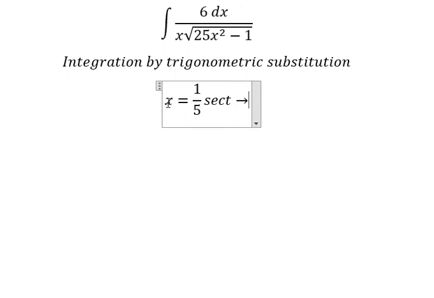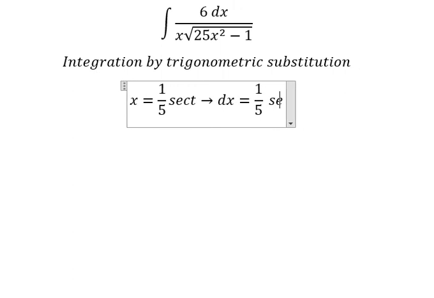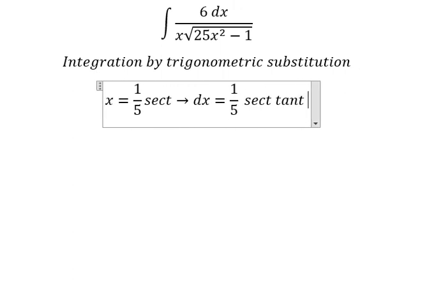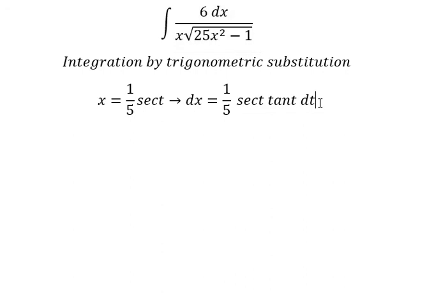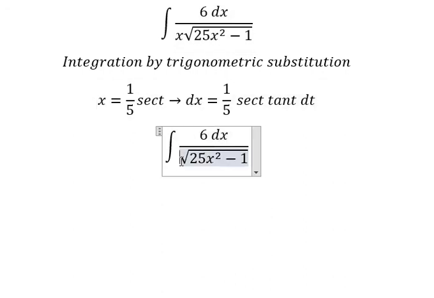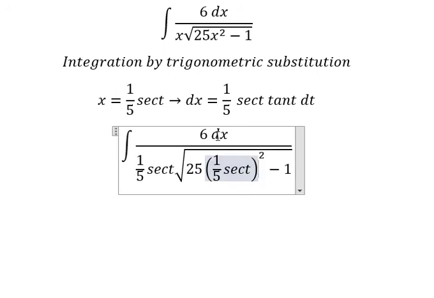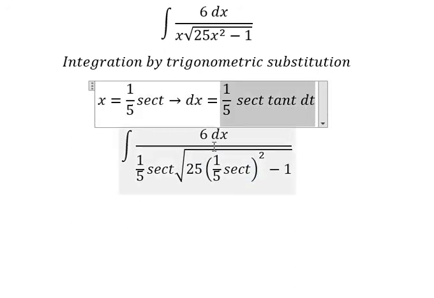Now, we need to do first the derivative for both sides, and you get ds equal to 1 over 5 secant of t tan t dt. So I will put this one to change for s. Similar for this one, ds we change by this one.